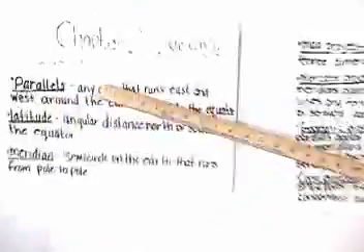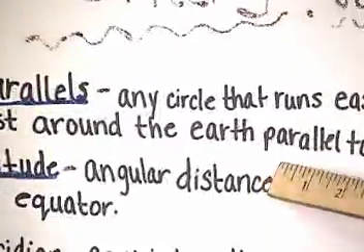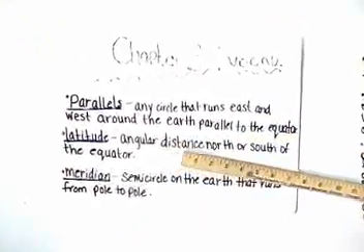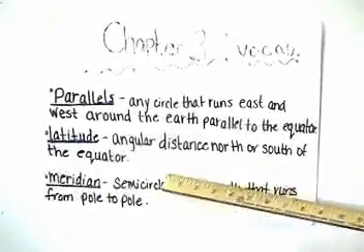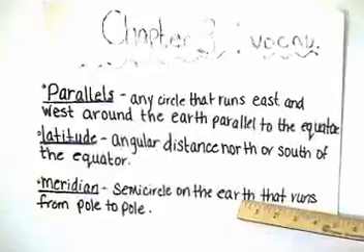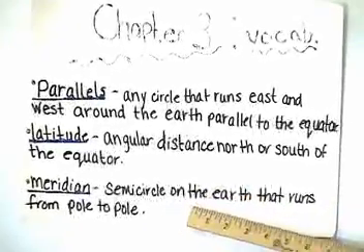Parallels are any circle that runs east and west around the Earth parallel to the equator. Latitude is the angular distance north and south of the equator. A meridian is a semicircle on the Earth that runs from pole to pole.